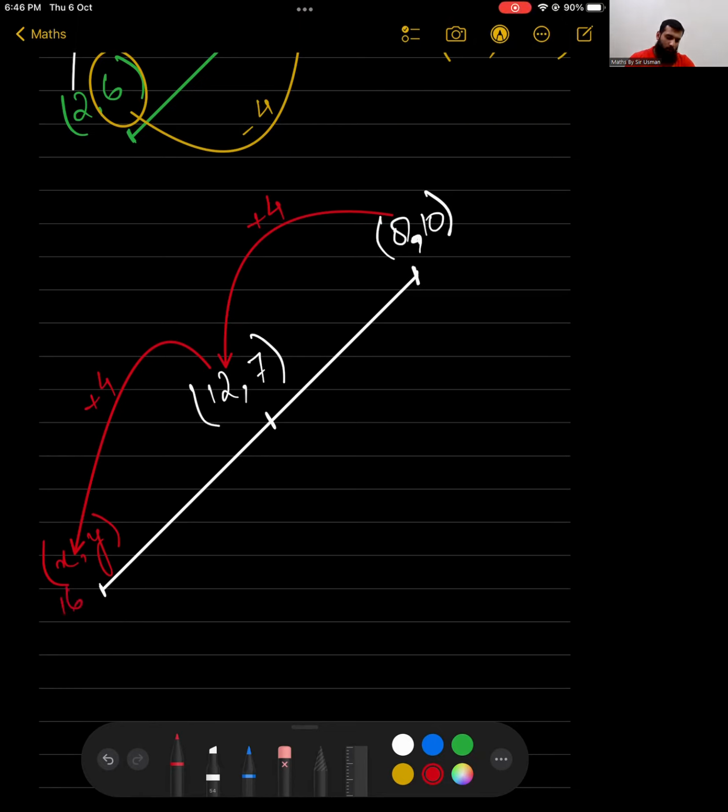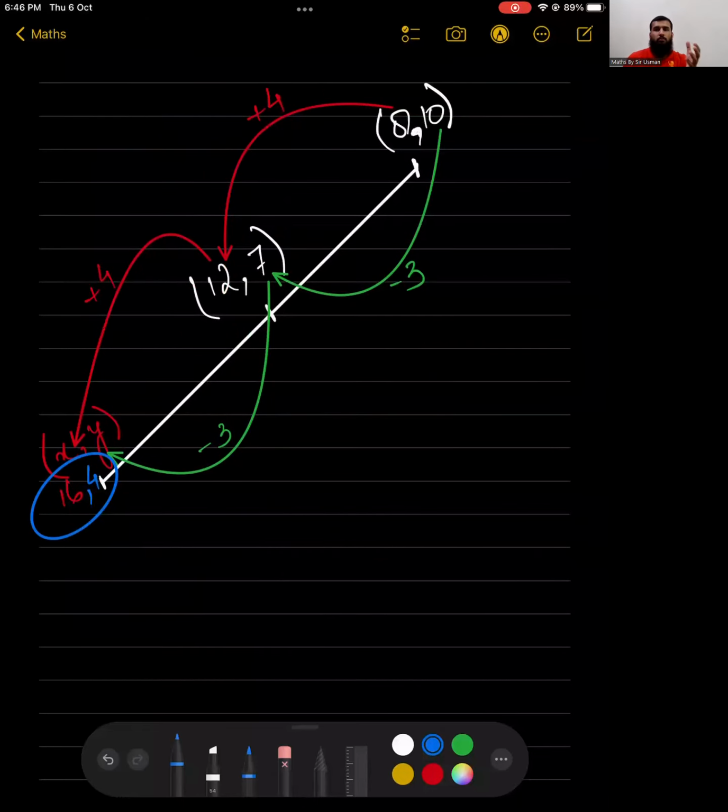Then if you see the y coordinate, you are moving from 10 to 7, which means that you are subtracting 3. अब आपने 7 से जब y की तरफ जाना है तो आपने same operation perform करना है. You'll subtract 3 and the answer will turn out to be 4. So it would be 16,4.